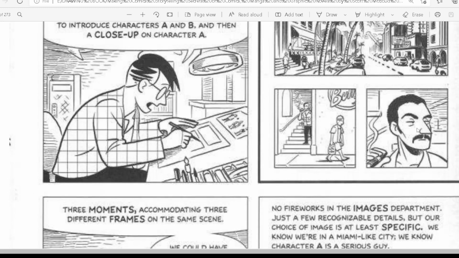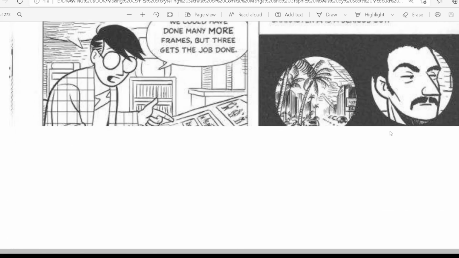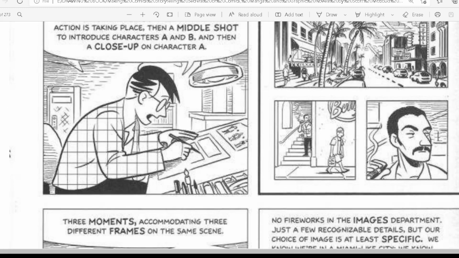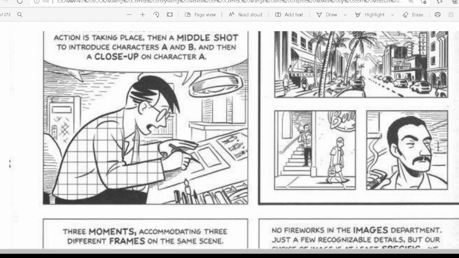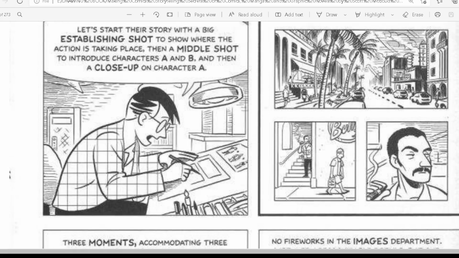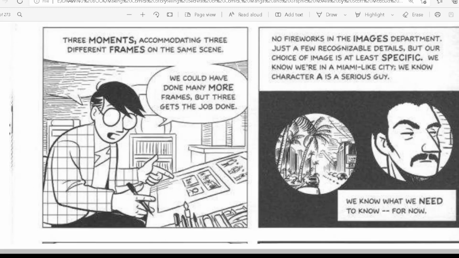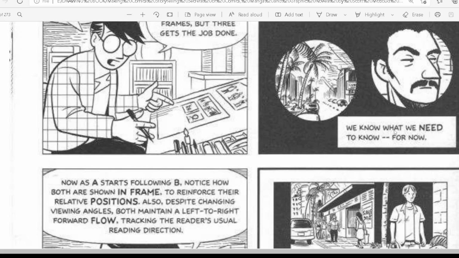Definitely it seems like he has a cigarette in his hand, and he is a kind of serious man, right? And I don't know what kind of person B is in this scene. I can't recognize whether he is a dull person or a happy person or a sad person. Okay, let it go. We know what we need to know for now.